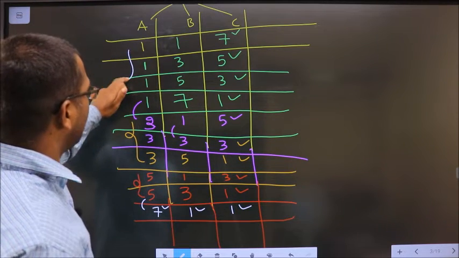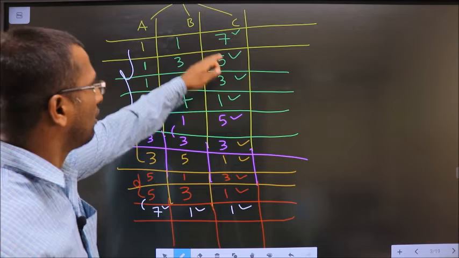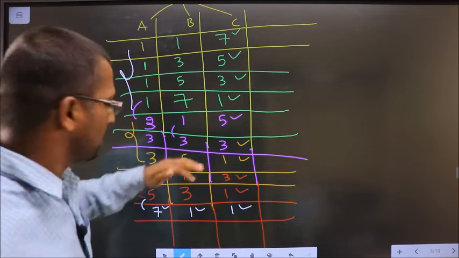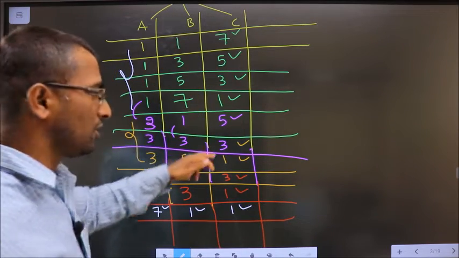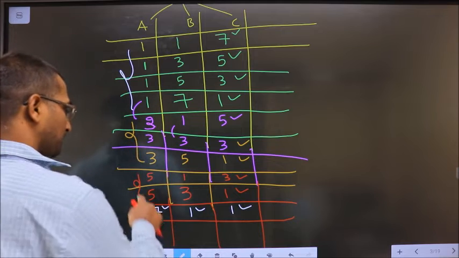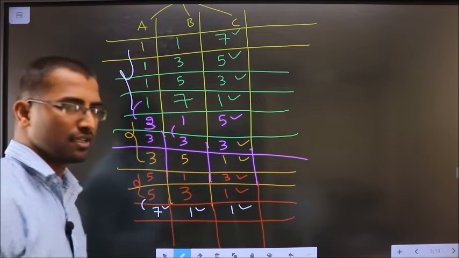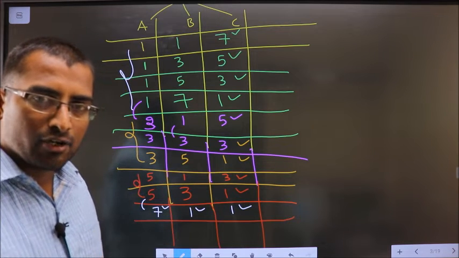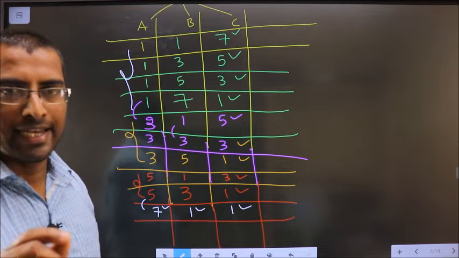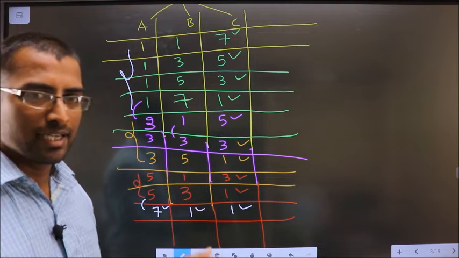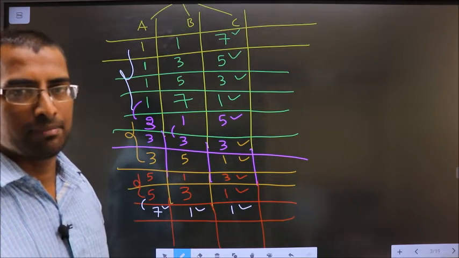I fixed 1 here and I wrote all the options. Next, I fixed 3 and I wrote all the options. Next, I fixed 5 and all the options. Next, I fixed 7. If you go in an organized way, you will not miss any option. If you randomly select, some or the other option will be left.